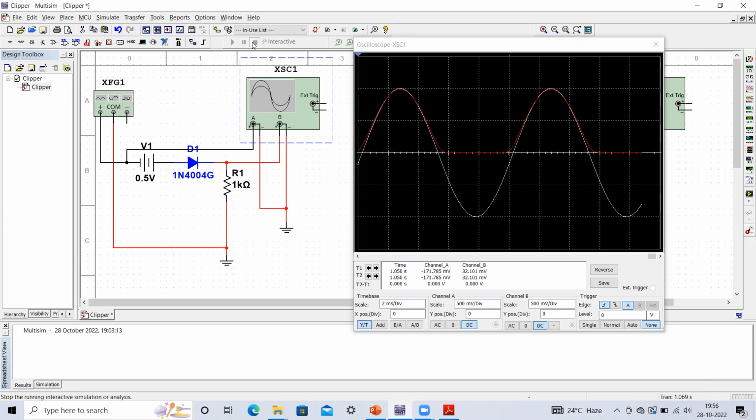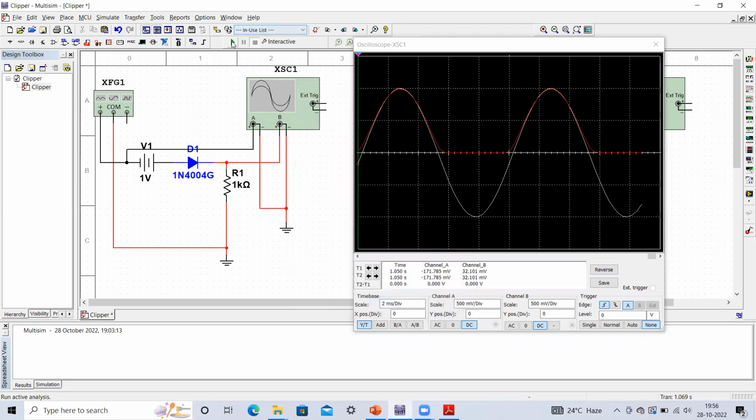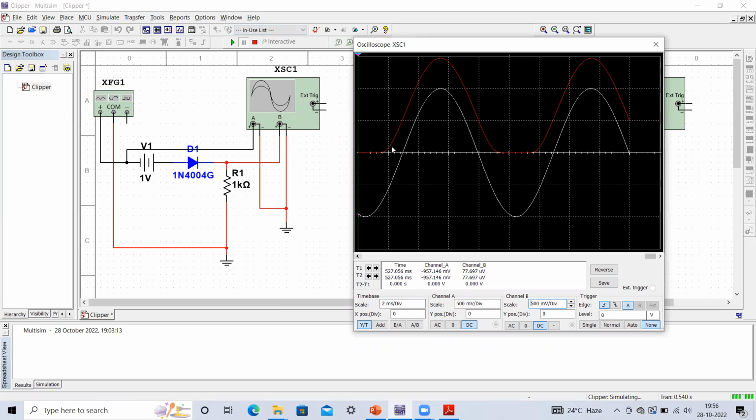If you wish, you can make small changes in the voltage and do the analysis of what waveform we see at what voltage. If you connect 1 volt, you will see this waveform. This is the input that we have applied and this is the output waveform. Because of this DC power supply, the waveform is going to be upshifted, and therefore a little portion on the negative side is going to be clipped off, and this type of waveform we observe.